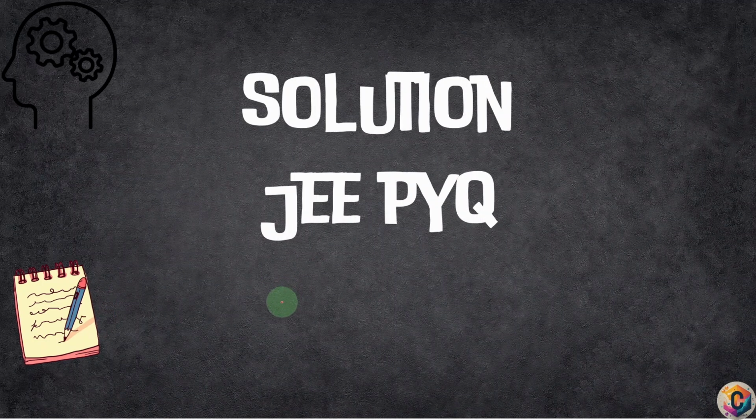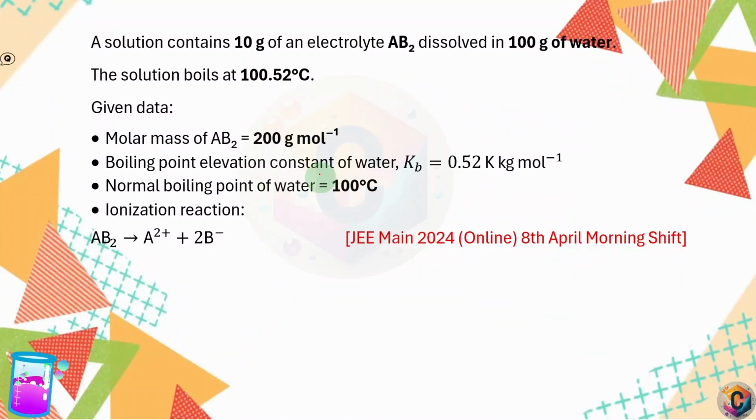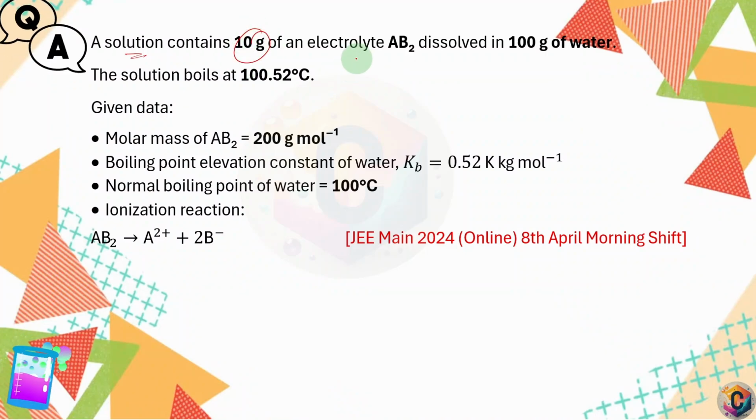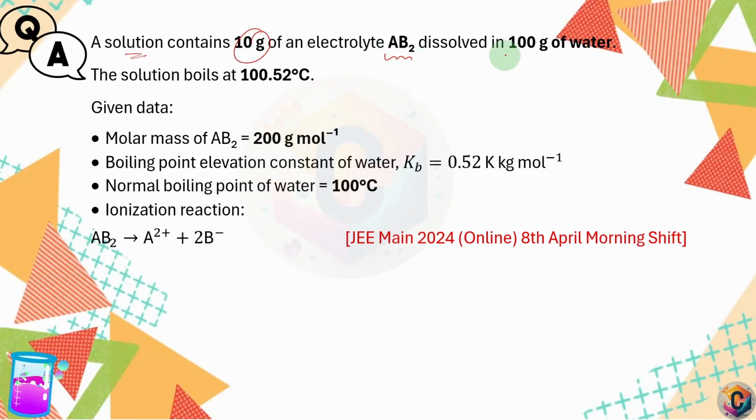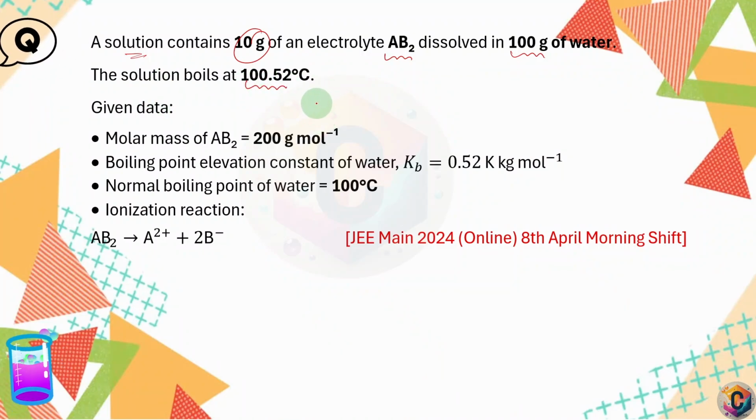In this video, I'm going to teach you two JEE questions from solution lesson. Let's see the first question. A solution which contains 10 gram of electrolyte AB2 dissolved in 100 gram of water. The solution boils at 100.52 degrees Celsius.